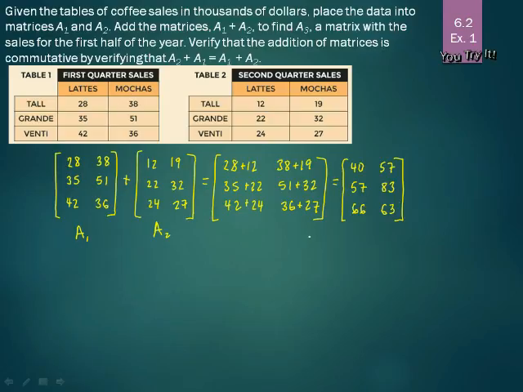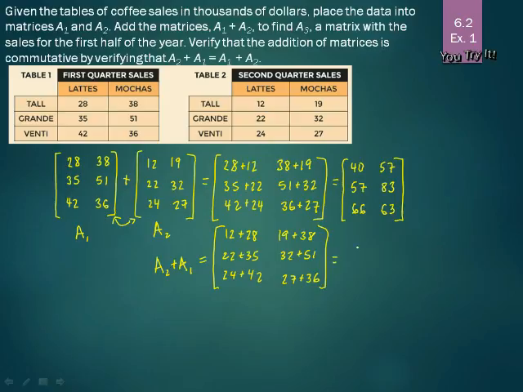that the addition of these matrices is commutative by switching these. So if we switch the order of A2 and A1, that would basically just end up switching each of these numbers. So instead of 28 plus 12, we would have 12 plus 28. Instead of the next one, we'd have 22 plus 35, 24 plus 42, 19 plus 38, and so on. So basically all of our numbers would just switch the order.